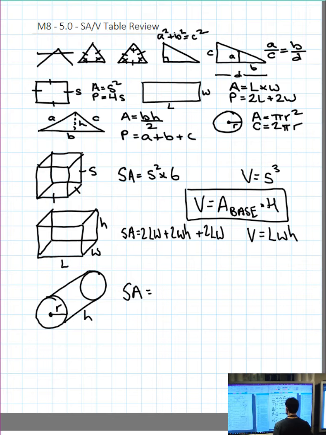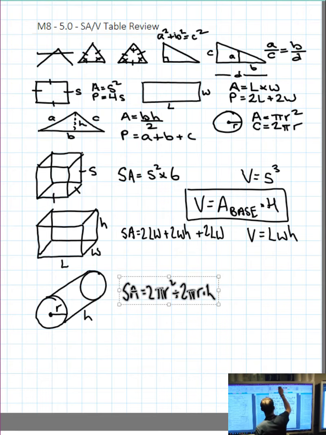Well, we know that we have 2 circles, and the formula from above for the area of a circle is just pi r squared, and we simply have 2 of them. And then we're simply going to add the area of the sides, which we'll go into more detail later in the notes, but the formula for the area of the sides is just the circumference, 2 pi r, times the height. Shrink that up a little bit. The surface area of a cylinder is 2 pi r squared, 2 circles, plus the circumference times the height.